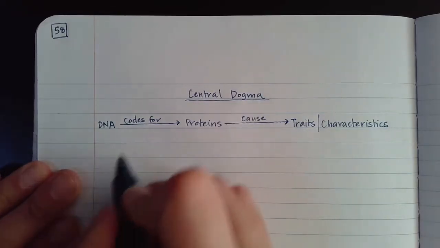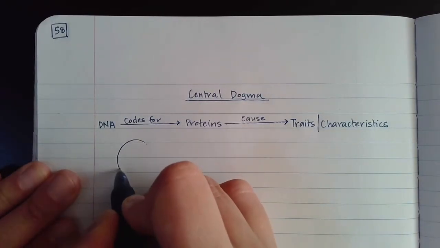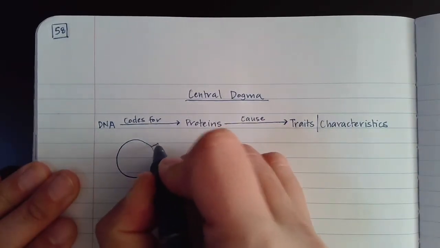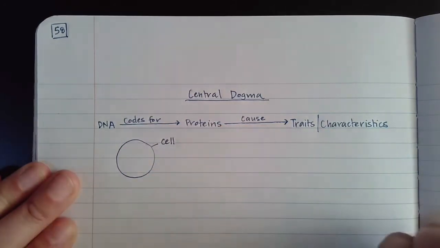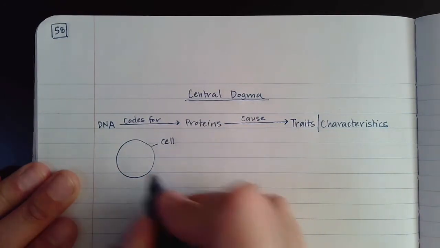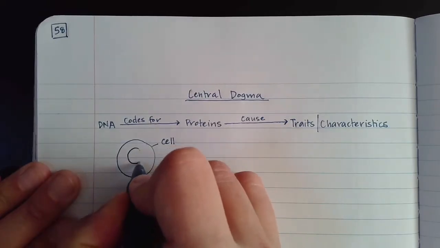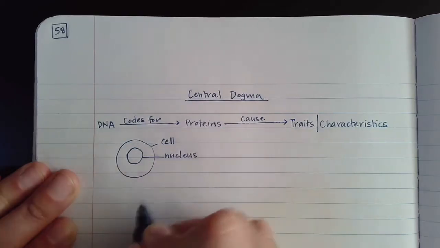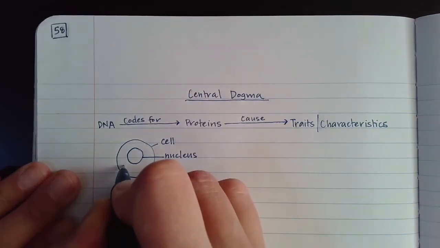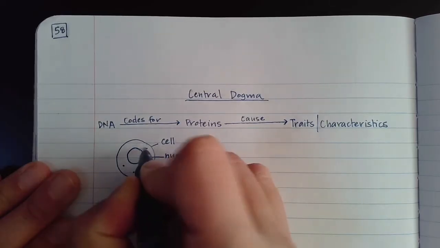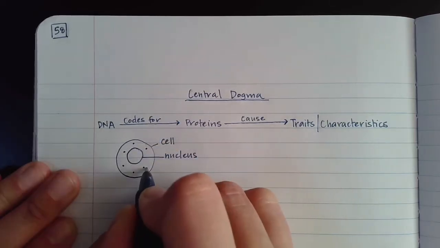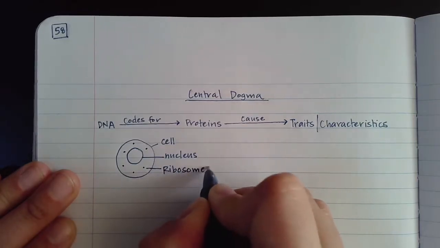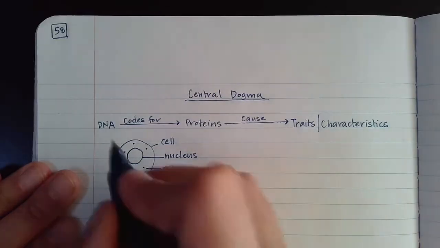So let's take a look at a cell. Not all cells are round, but we tend to draw them as round because most of the time we're talking about animal cells, and a lot of times animal cells are pretty round. Now, inside of the cell, there's a nucleus. And then there are ribosomes. And all cells are going to have ribosomes. And all cells are going to have DNA.